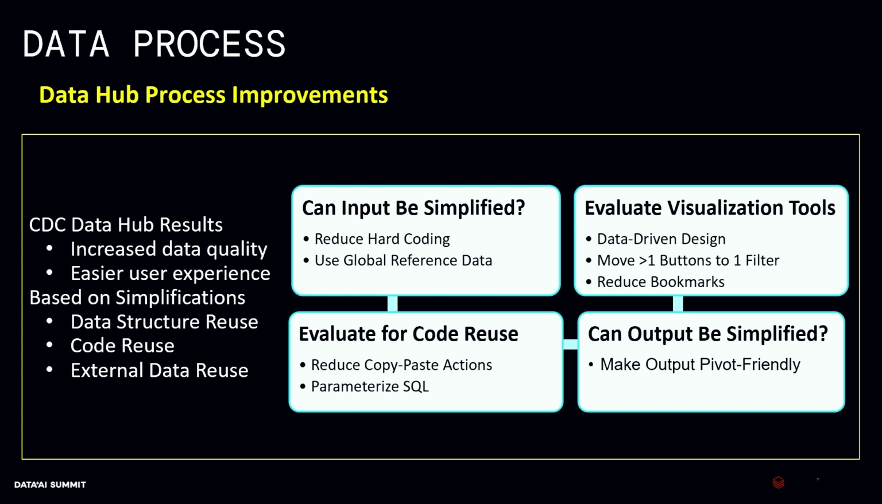Again, the reason that we may have spent more time in the technology talk on process improvements is because you might get more bang for your buck from those. So what are the types of things that we went over? We went over how we can reduce hard coding in our code. We've gotten rid of the global reference. We've introduced global reference data standards. And we've reduced copy pasting in SQL.